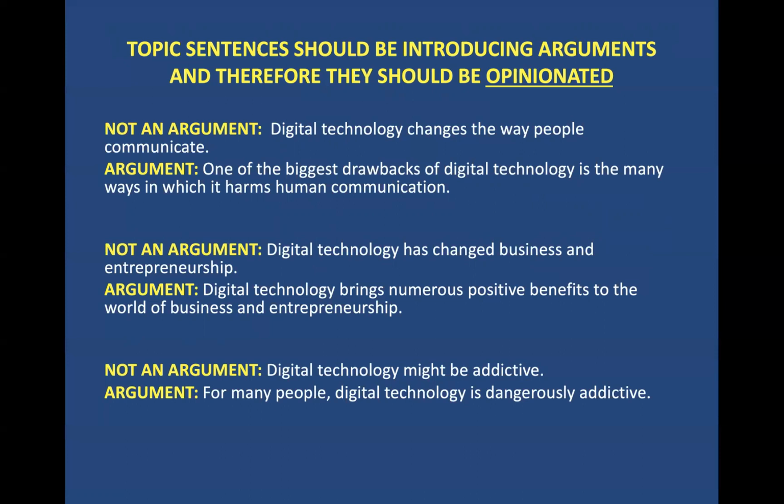Now let's make this into an argument. One of the biggest drawbacks of digital technology is the many ways in which it harms human communication. Aha, that is an argument, right? You're saying that that's a drawback because it harms human communication. That's something I can disagree with as a reader. So therefore, it is an argument. It's a clear, concise argument. So that's a perfect topic sentence if you're going to make an argument about something like digital technology's impacts on communication.